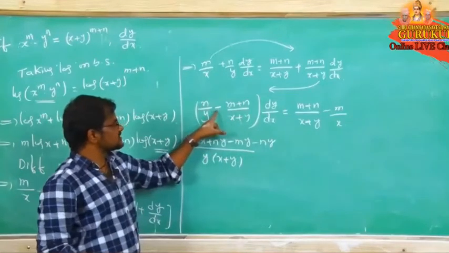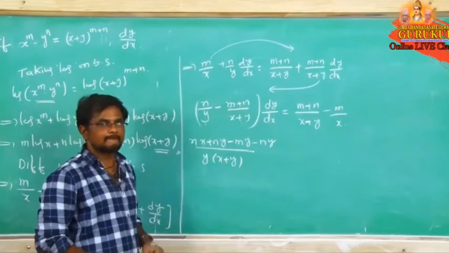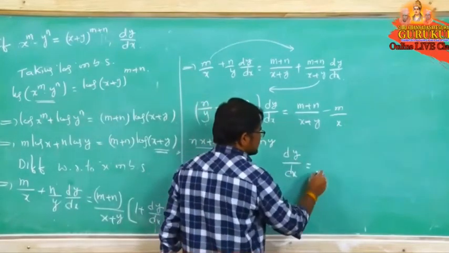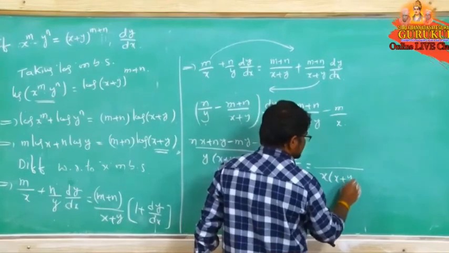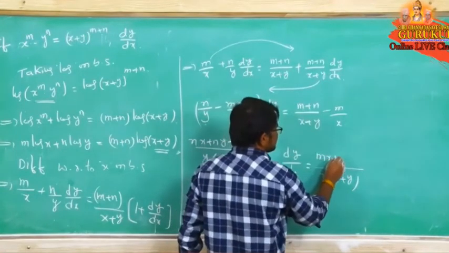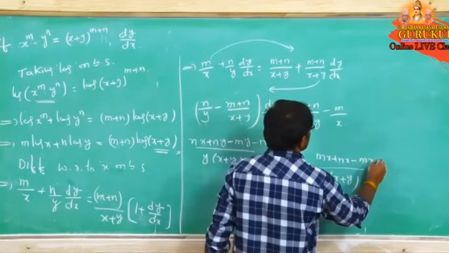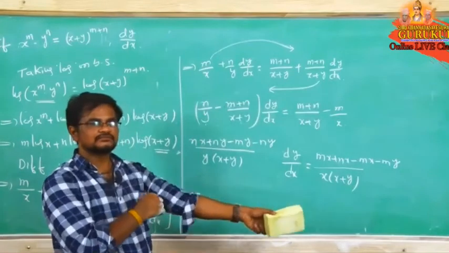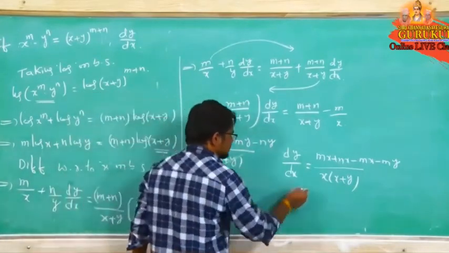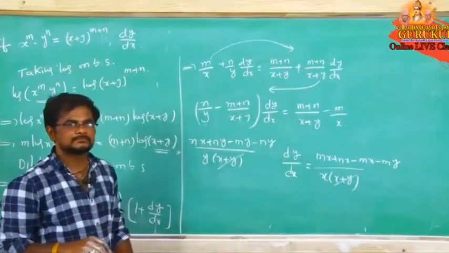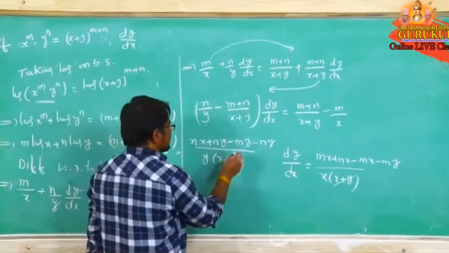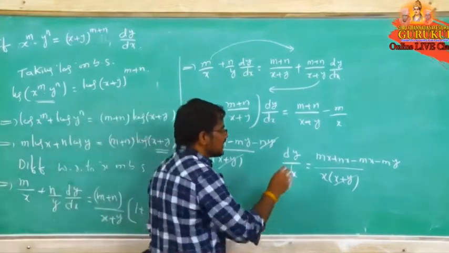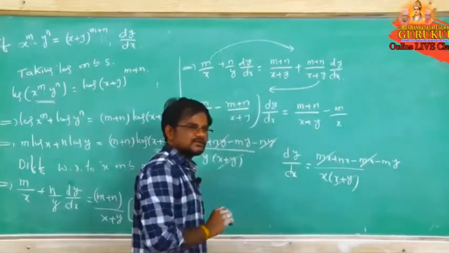nx, ny minus my minus ny into dy by dx equal to. Here also same thing, LCM x into x plus y, here mx plus nx minus mx minus my. Is there any cancellation? Here both the sides x plus y get cancelled. And here ny gets cancelled, and here mx gets cancelled.